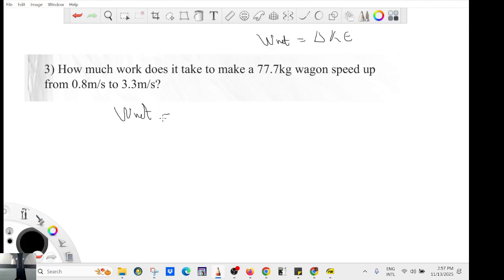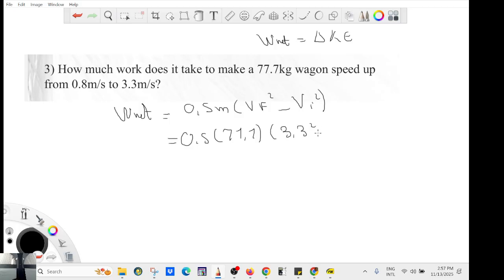So the net work equals the change in kinetic energy, which will be one half m, final speed squared minus initial speed squared. So mass. So final, you need your calculator.